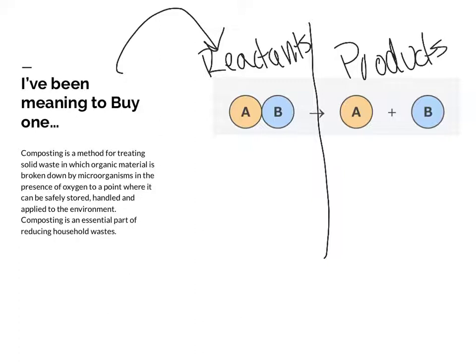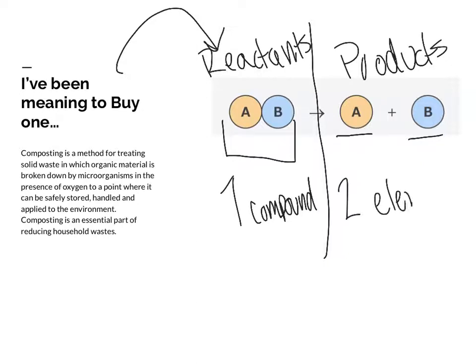The difference with a decomposition reaction is that when you look on the reactant side, you're going to see one compound. And on your product side, you end up seeing that one compound broken apart, so split into two elements. Again, it's not just the atoms that you're looking for. You're looking to see if they're together on the reactant side, and then separated on the product side.